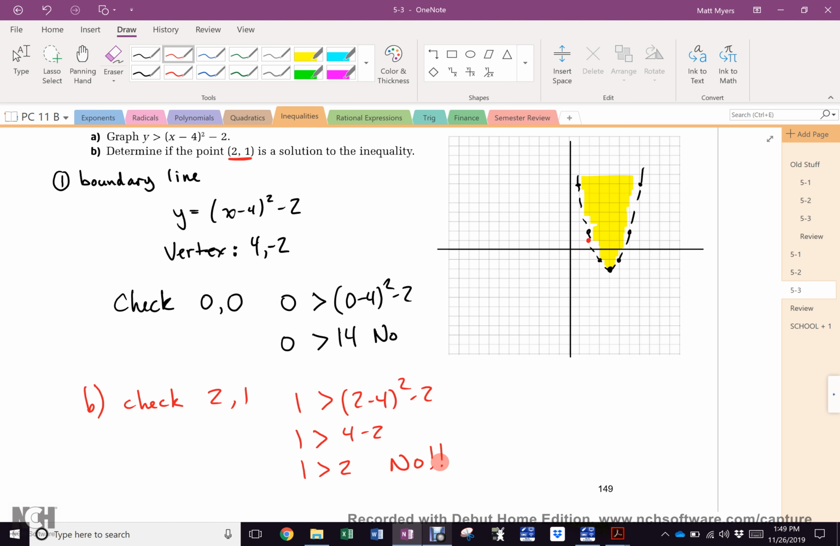Everybody good? What's the answer? Where is the shading? Above, and since it's a happy parabola, is that inside or outside? Inside, excellent. Is 2, -1 part of the solution? No. And that would be why. Is everybody good? Yeah? 2, -1 was hard to tell from looking, wasn't it? Because it was really close to the line.